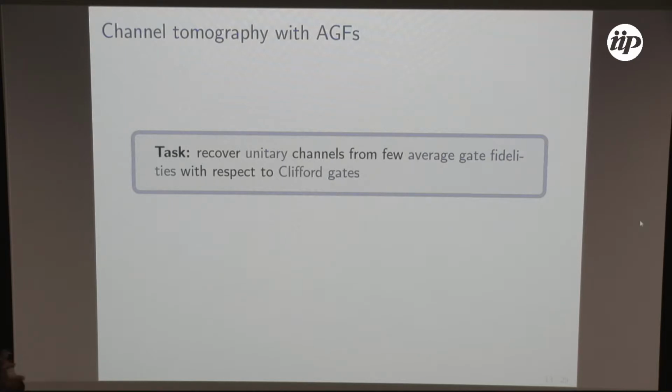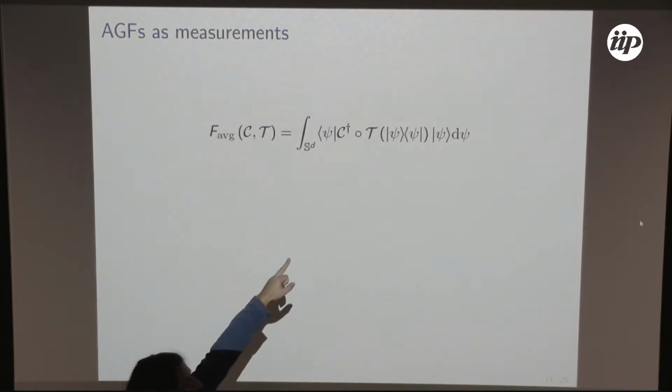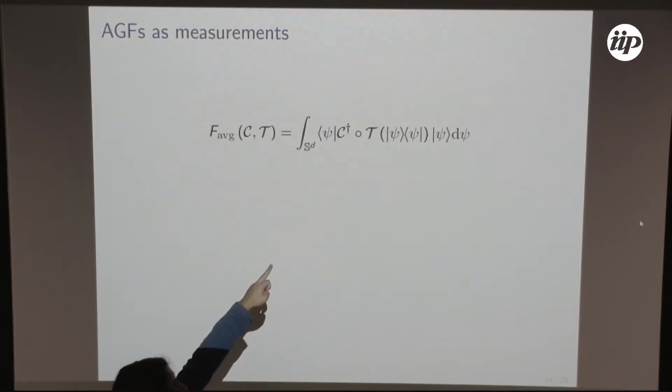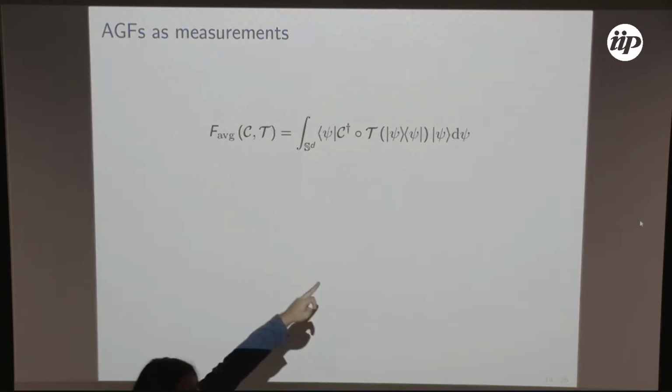So this looks very different to the phase retrieval problem that I just showed you before. But I now want to convince you that it's actually really similar. Here is the textbook definition of the average gate fidelity between two channels. The idea is that you feed in a pure state, apply the channel T to it, then apply the adjoint of the other channel to it, and in the end you measure the overlap, or the survival probability, with respect to where you started.